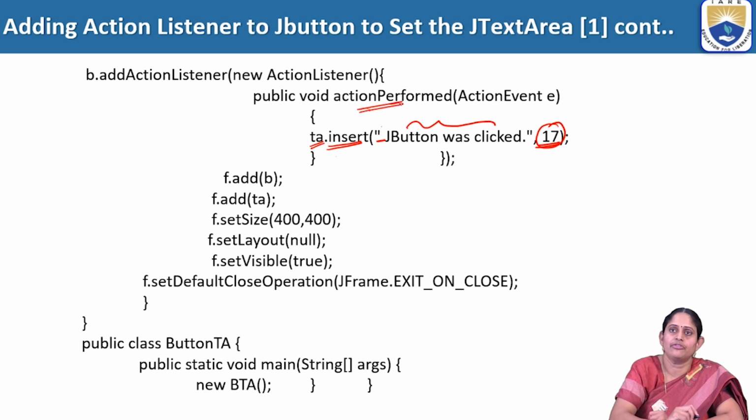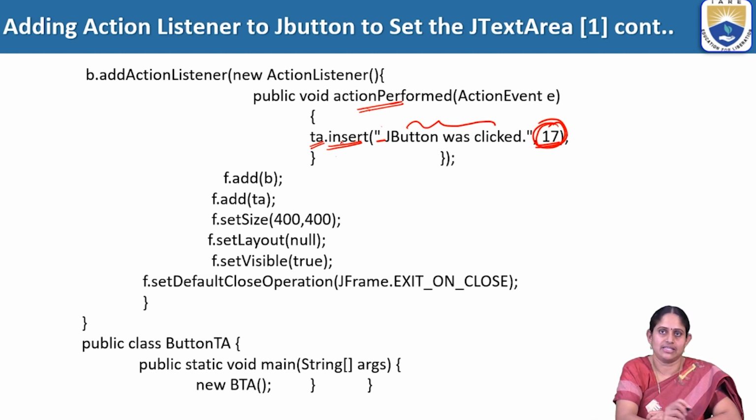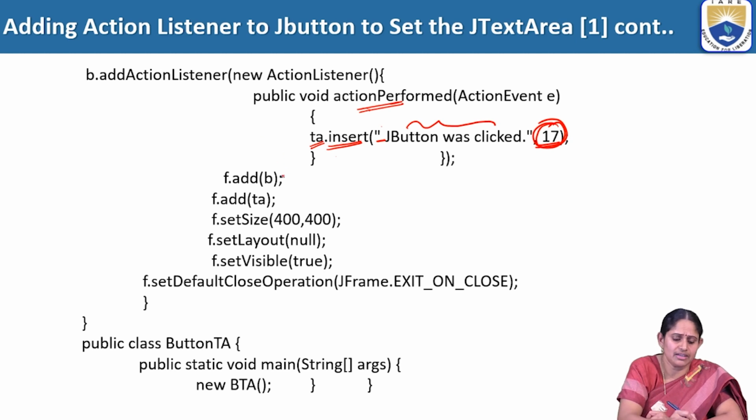So when this action performed method is triggered, it will insert the string which is passed to it at location 17. To insert some string at a particular location, we make use of the insert method of TextArea. Then we place the button onto the frame by calling the add method. Similarly, the TextArea is also placed onto the frame by the add method.